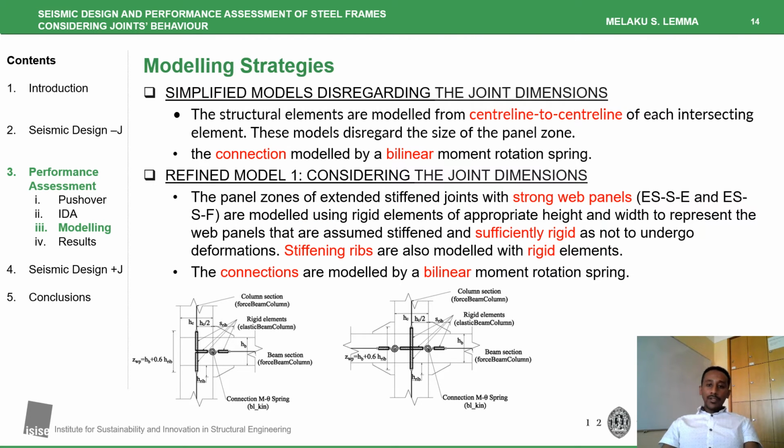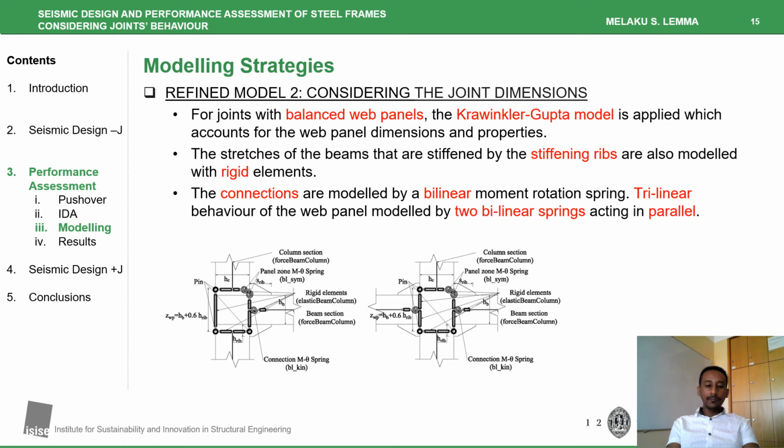The modeling strategies used were, for the simplified models, a simple centerline model, and for the models with strong web panels, a refined model that considers the joint dimension. In this model, we used sufficiently rigid elements to represent the web panel dimensions, and for the connections we used links or springs to model the bilinear moment rotation behavior of the connections.